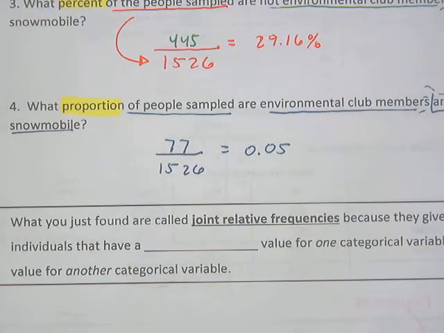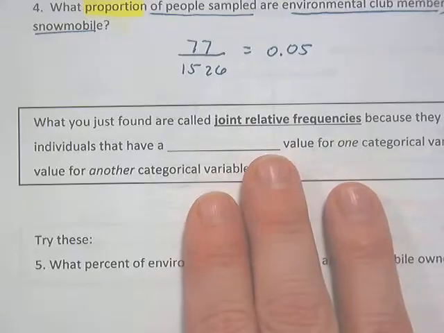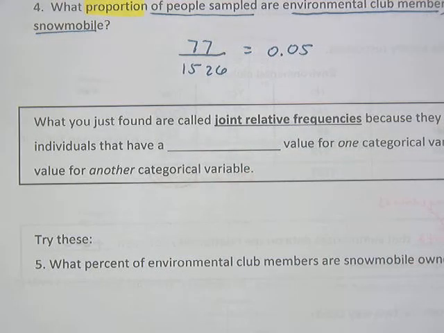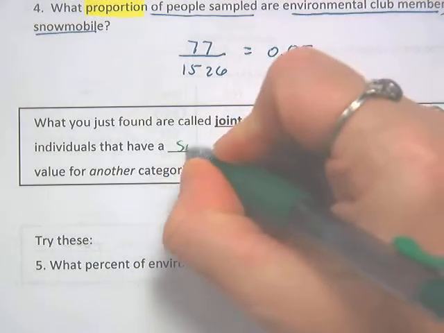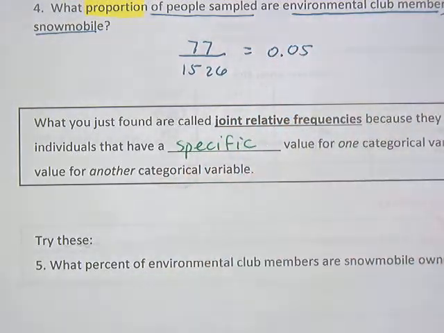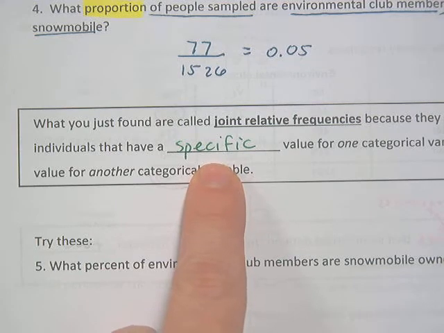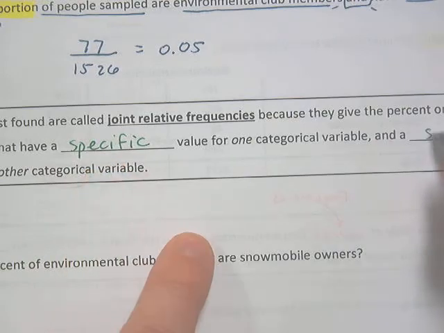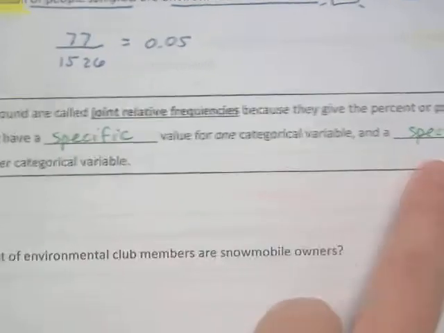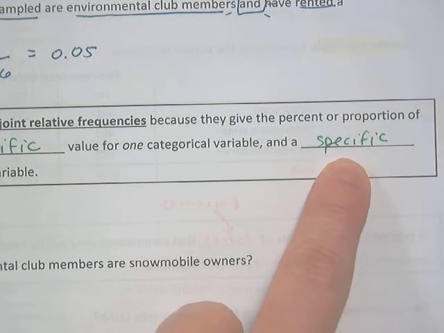So a pretty small proportion of people there, that would only be 5% of people sampled are environmental club members and have rented a snowmobile. Okay, what you just found, so we talked about marginal frequency being on the edges. What you just found was called joint relative frequency because they give you the percent or proportion of individuals that have a specific value for one categorical variable. For instance, they are environmental club members, and a specific value for another one. They've rented a snowmobile.